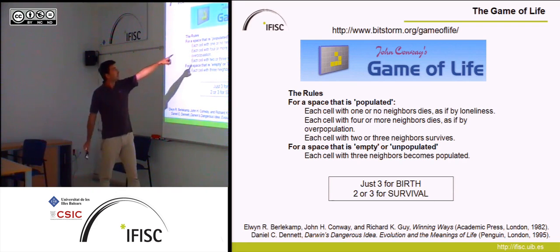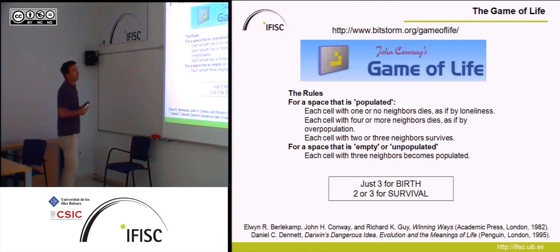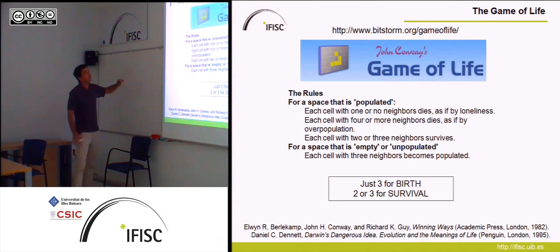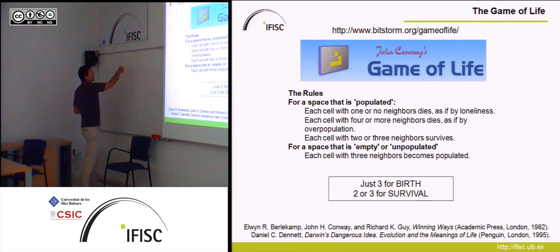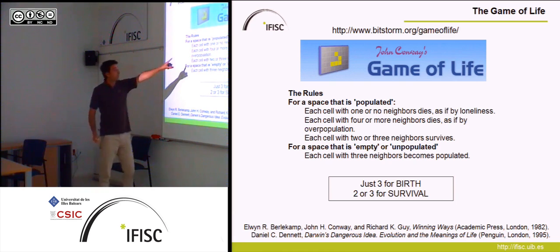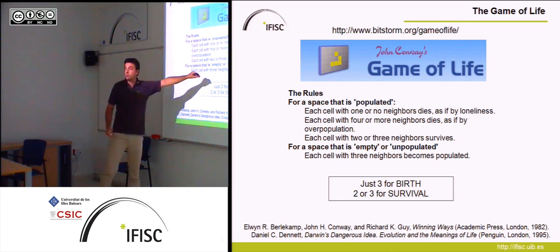If it is populated, you have a populated cell. Each cell with one or no neighbors dies of loneliness. If it has 4 or more neighbors, it will also die of overpopulation. And if it has 2 or 3 neighbors, it survives. So in this case, a cell with no neighbors or even one, like this one, will die. If it has 4, 5, or 6 neighbors, it will die as well. Only will it stay on if it has 2 or 3. And if it is empty, it will turn on if it has 3 neighbors.